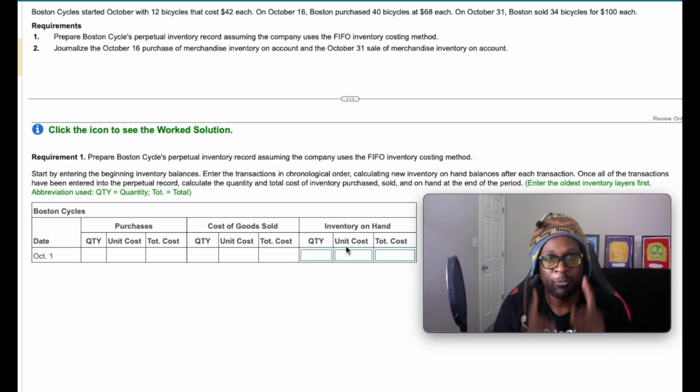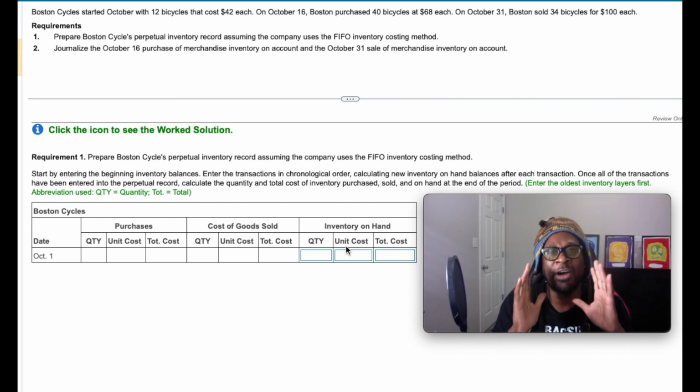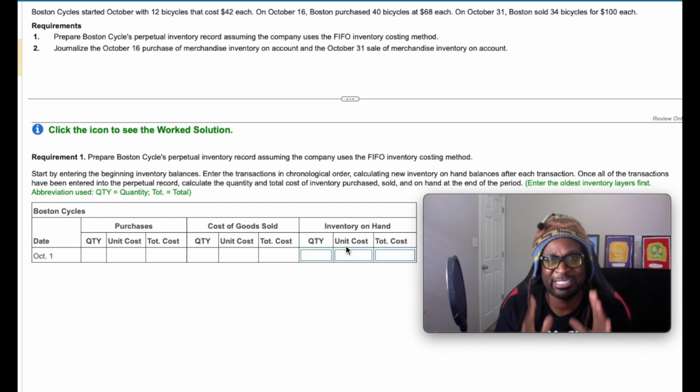But before we do that, let's understand that when it's time to record these particular transactions, this problem dictates that we utilize the perpetual system. We have 2 types of systems in terms of recording, the perpetual versus the periodic. And under the perpetual system, we adjust our inventory after every purchase and every sale, thus giving us the most accurate value of our inventory at any particular time.